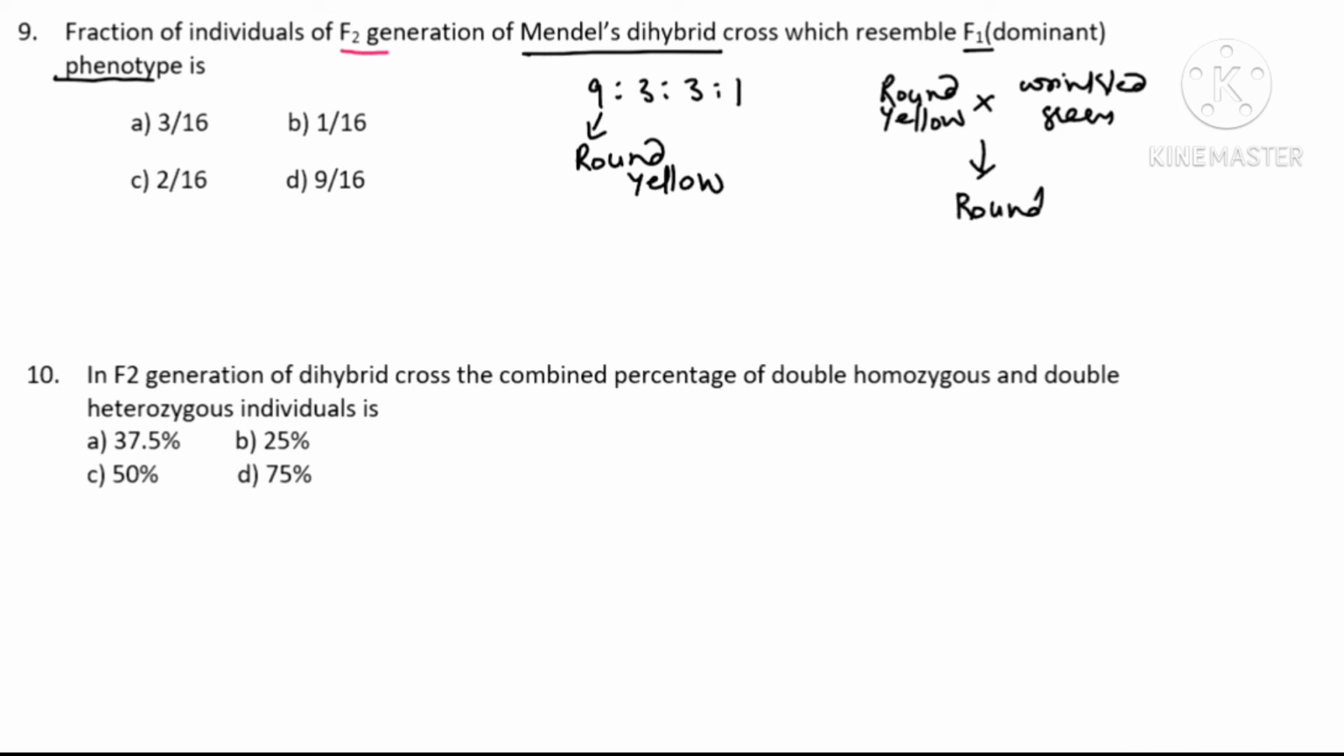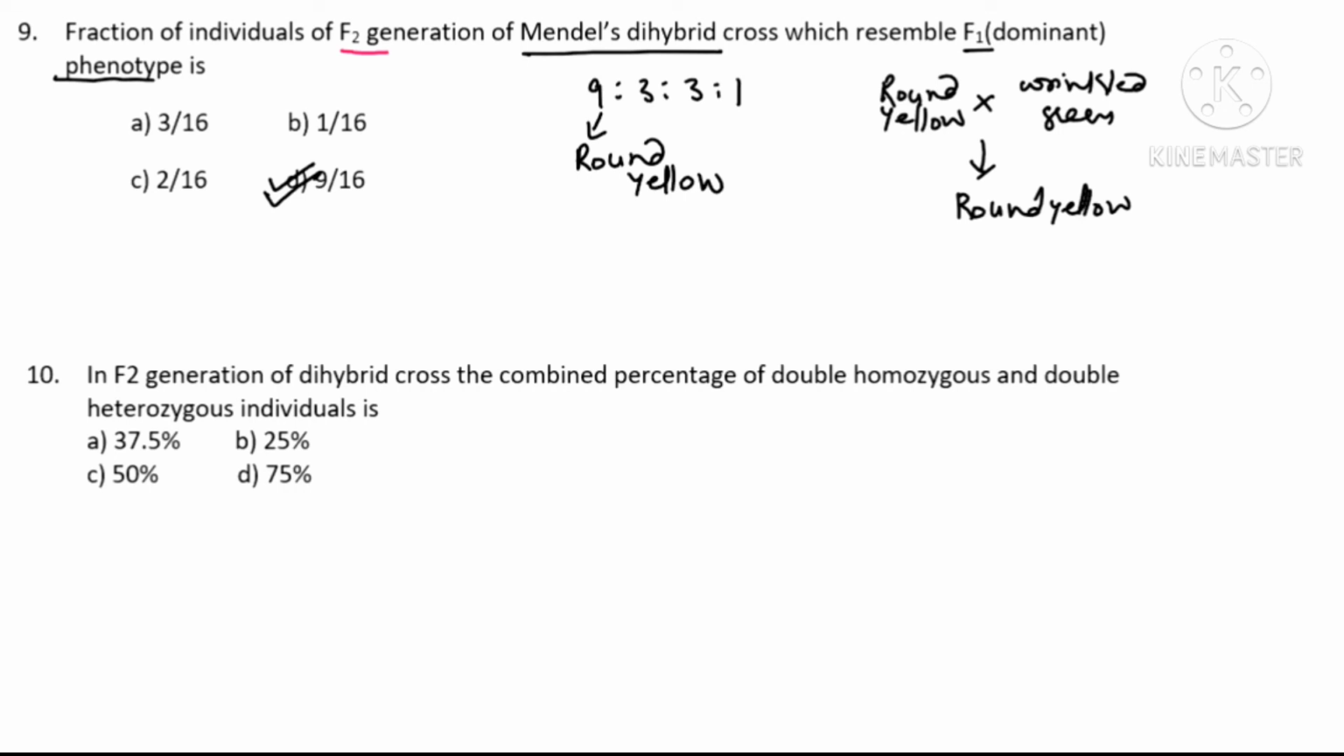So your answer will be what? Your F1 phenotype, dominant phenotype is round yellow. And in F2 generation, you are getting 9 individuals with this phenotype out of 16. So your answer will be D option. Is it clear? Now see next question.